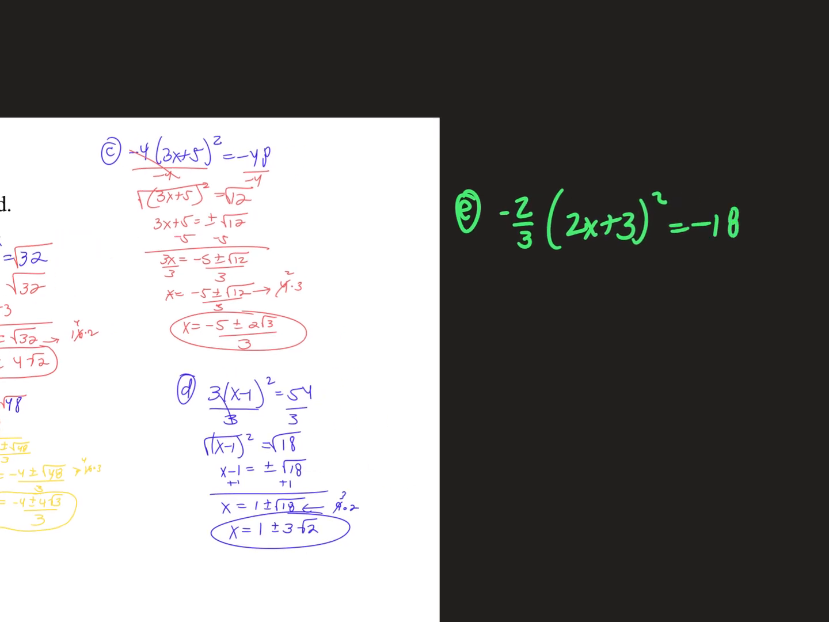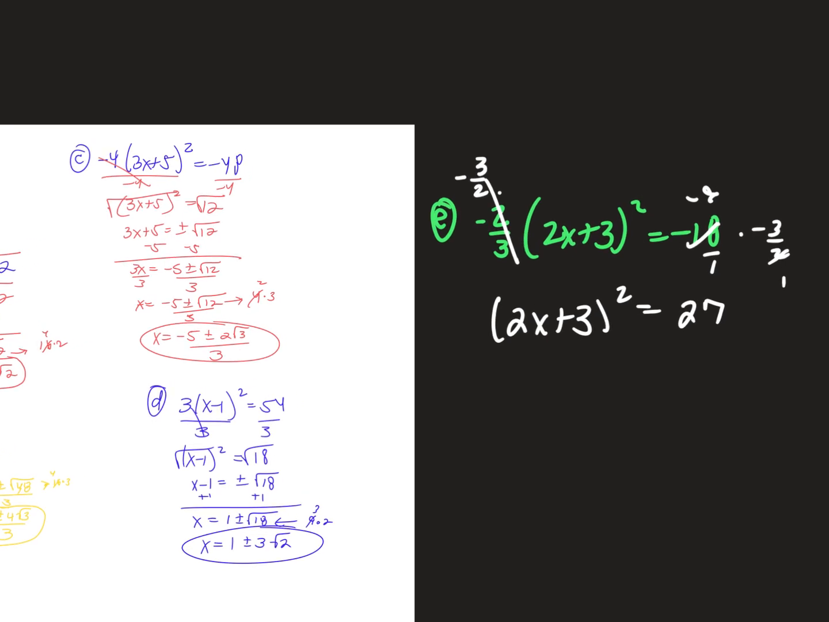Again, guys, you want your binomial that is squared to be completely by itself. So we got to get rid of that negative 2/3. I'm going to multiply both sides of the equation by the reciprocal. So times negative 3 over 2, times negative 3 over 2. So those are going to cancel. You have 2x plus 3 squared equals, this becomes negative 9. This becomes a 1. So negative 9 times negative 3 is positive 27.